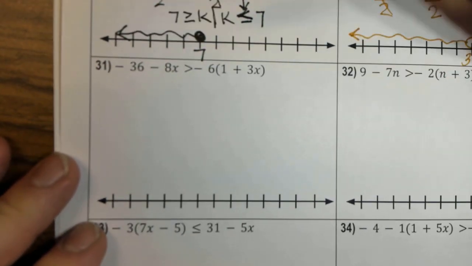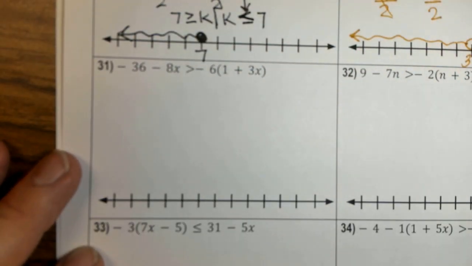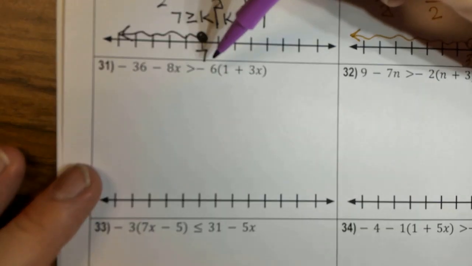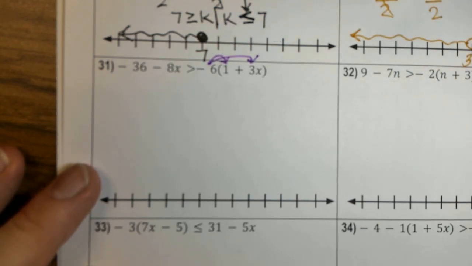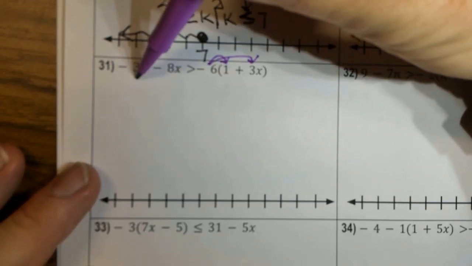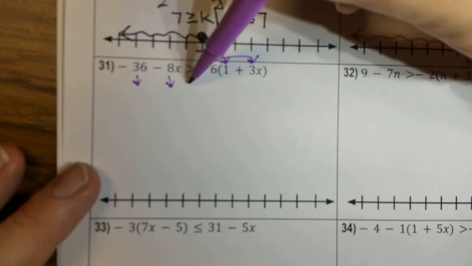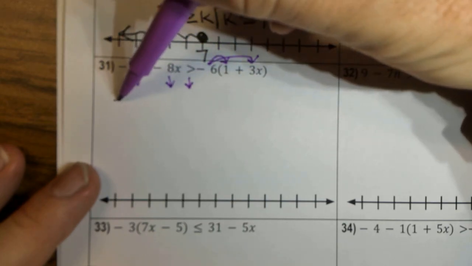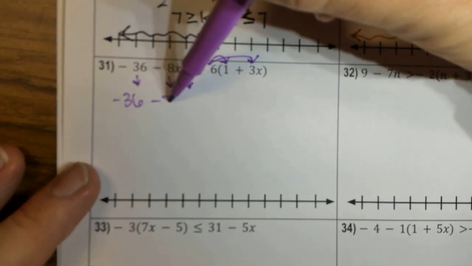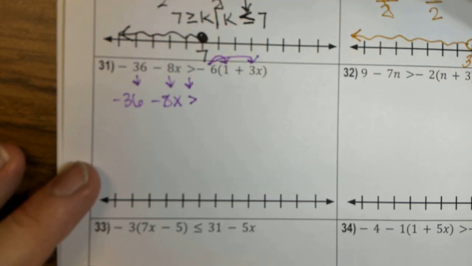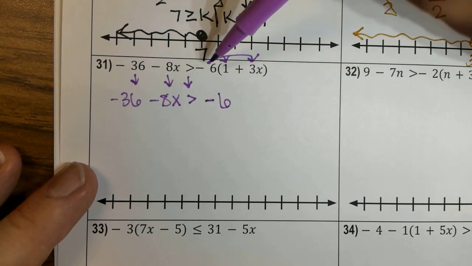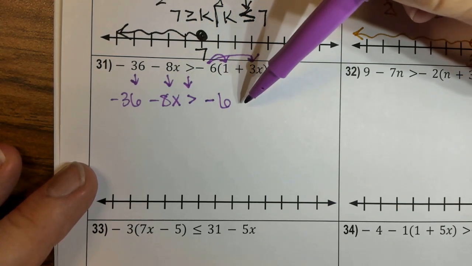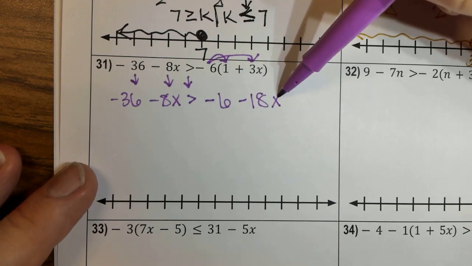Now, this one, I have parentheses. Okay, so these last four I have parentheses. So anytime you have parentheses, remember you have to distribute or multiply first. That way the parentheses go away. So I'm going to do that first. So that means my number, my variable, my inequality, all of these will stay the same. I can't change these yet. And then I do negative 6 times 1 minus 6. Negative 6 times 3x minus 18x.